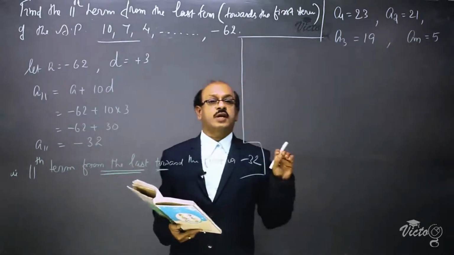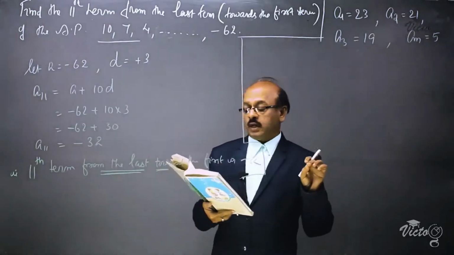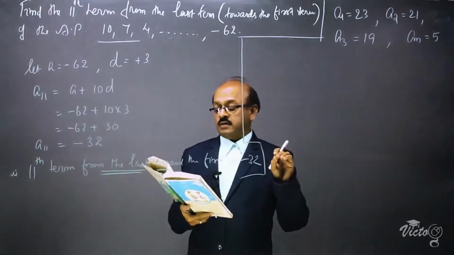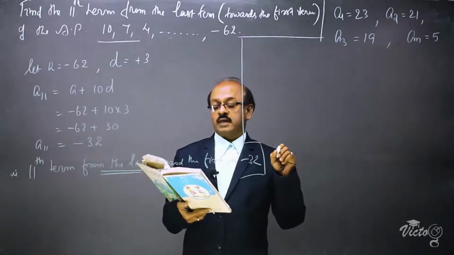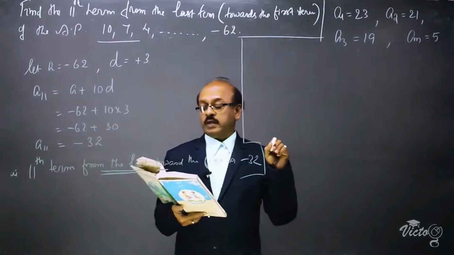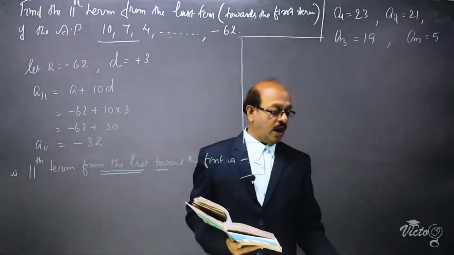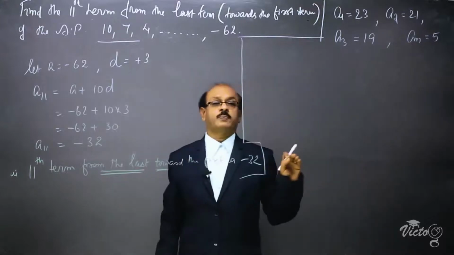I shall read the question once more. In a flower bed, there are 23 rose plants in the first row, 21 in the second, 19 in the third and so on. There are 5 rose plants in the last row. How many rows are there in the flower bed? This is the question. We have to find out the number of rows in the flower bed.